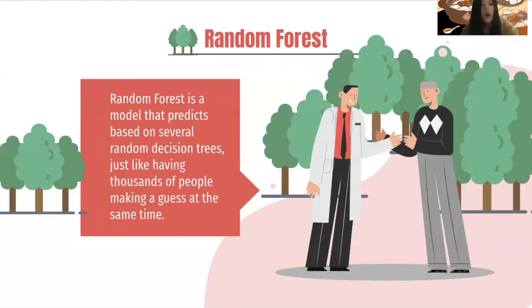Now comes the model part. Our first motivation is to use random forest. As the name says, random forest relies on several randomly chosen decision trees to make predictions. It's just like having thousands of people making guesses at the same time. The error is thus averaged, which makes this method reliable.